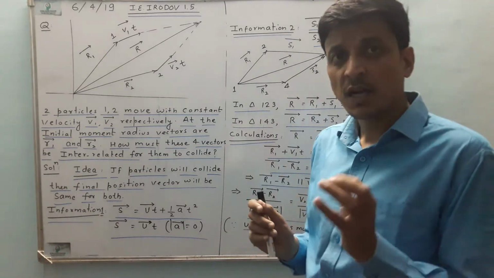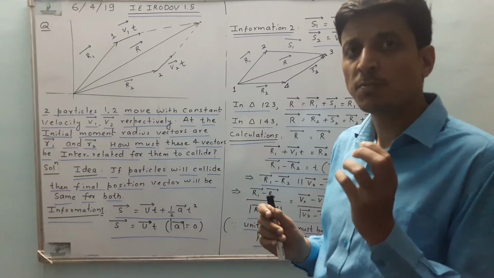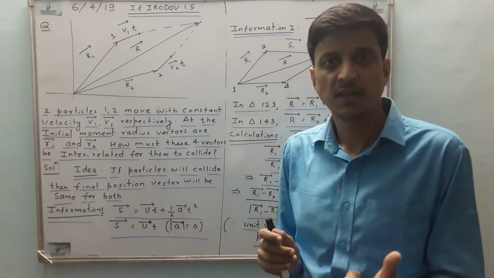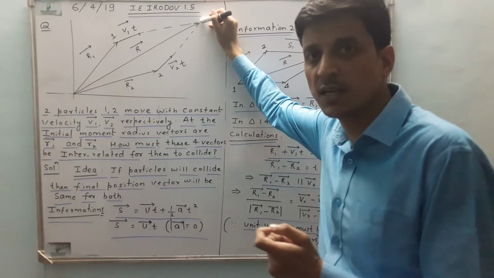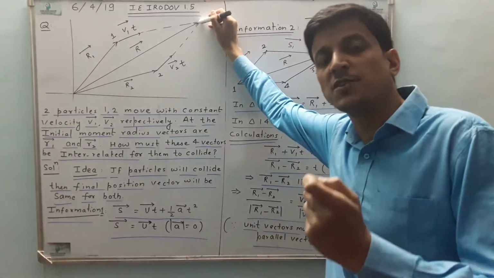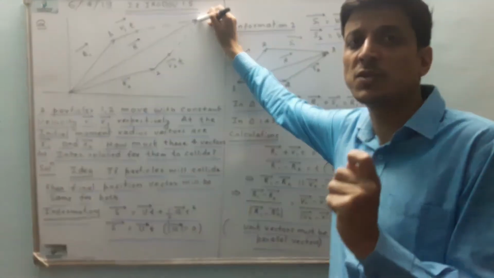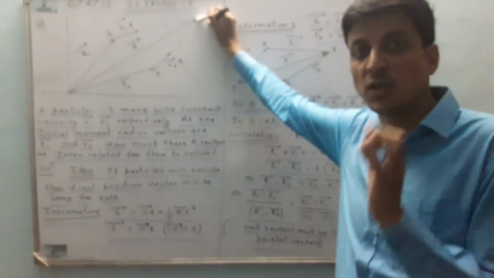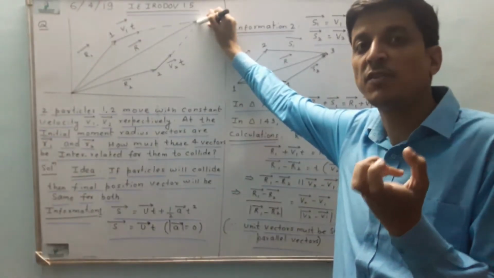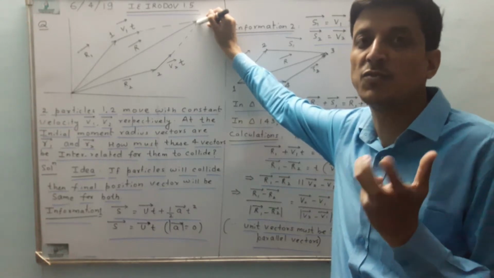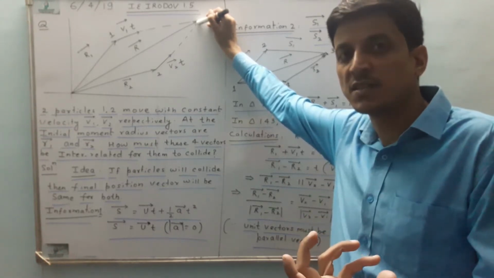So the first thing is the idea. The particles will collide. Suppose they collide over here. When they collide in space, then the final position vector will be the same for both the particles. This is the central idea of this problem. Until you have the central idea and are able to visualize it, every piece of information that you have learned is of no use. Information is for a later stage.